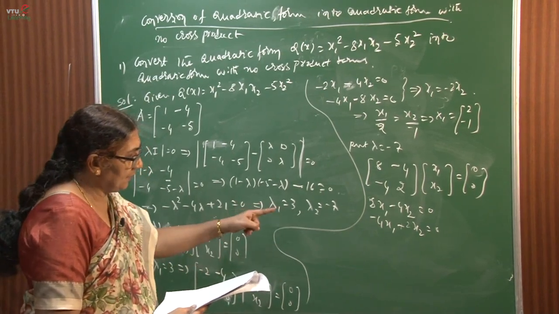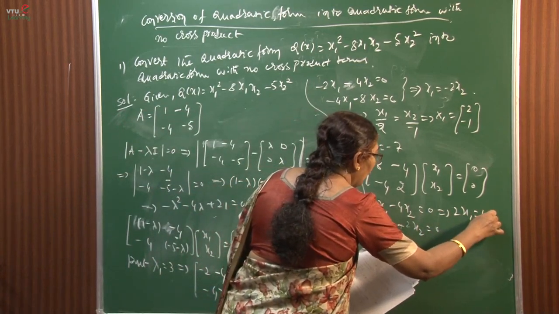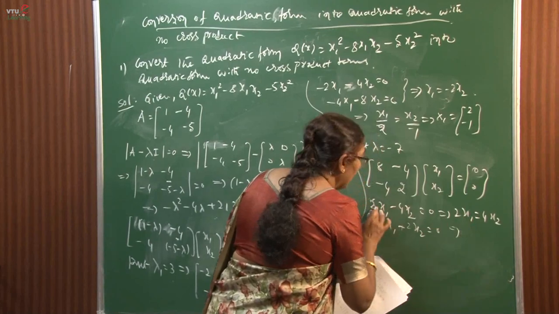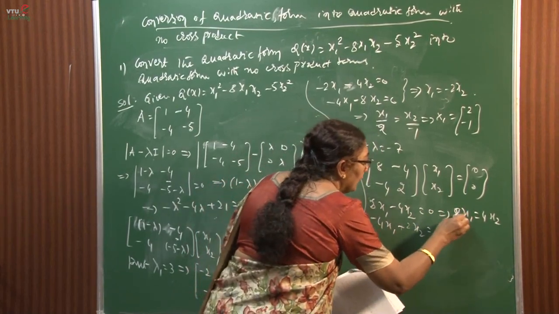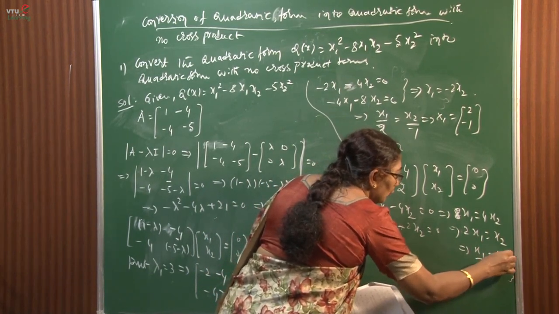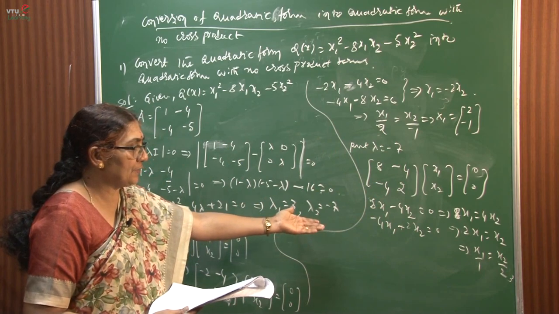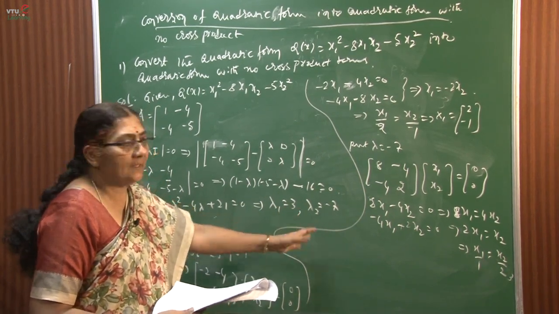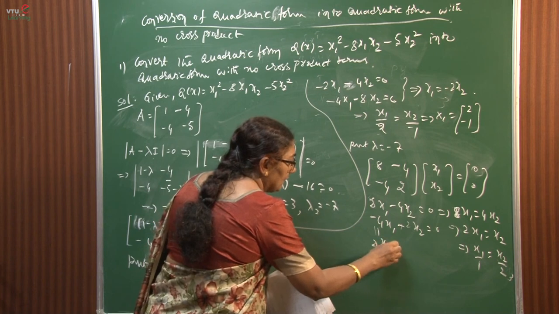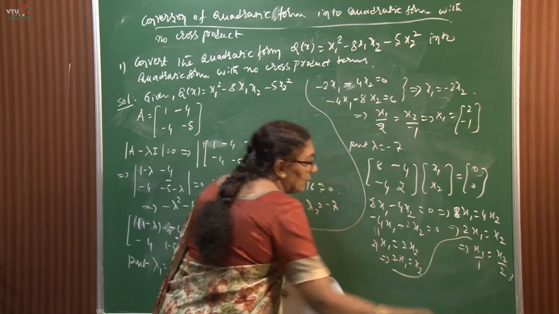Now in the first equation we get 8x1 equal to 4x2. That implies 2x1 equal to x2. That implies x1 by 1, x2 by 2. Here also we get the same thing. Either you take the first equation or the second equation, it does not matter; in both cases we get the same thing. If you take this equation, 4x1 is equal to 2x2, that implies 2x1 equal to x2. These two are the same equation.